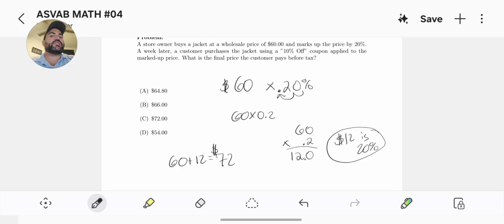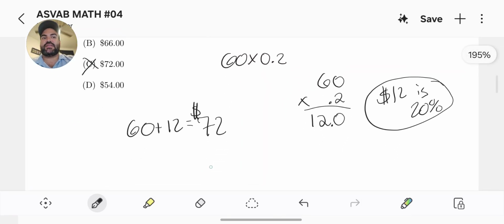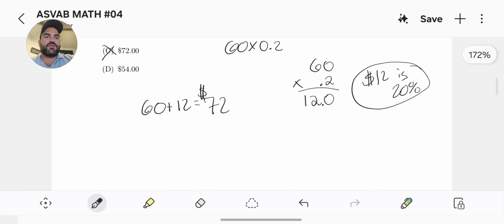Now we're going to do a 10% decrease. That being said, if we want to be a little cheap and look at our answers, 72 can't be the answer because we're about to take a discount on that. So let's see what happens.